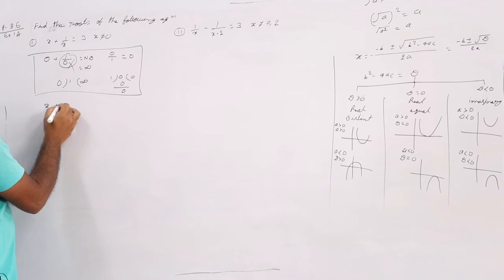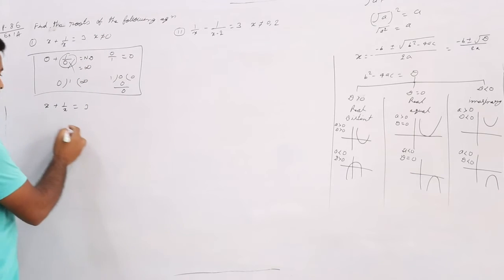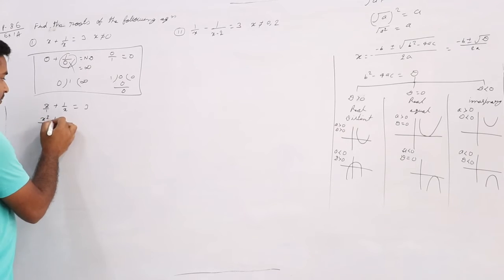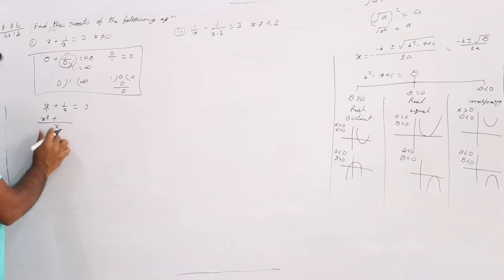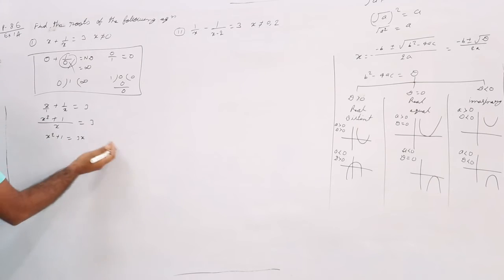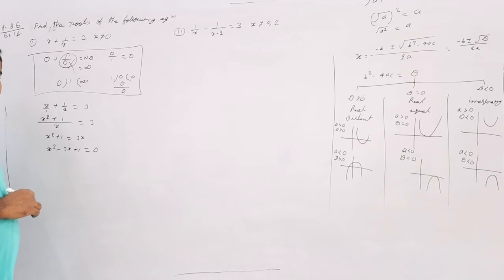Now the equation is x plus 1 by x is equal to 3, and you should find the roots. Take the LCM x. So x square divided by 1, if nothing is given, means 1. 1 divided by x is x, x into x is x square, plus 1 by x, x gets cancelled. So x square plus 1 is equal to 3x. Bring this 3x to this side. So x square minus 3x plus 1 is equal to 0.